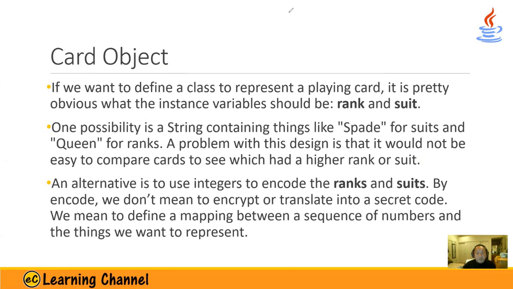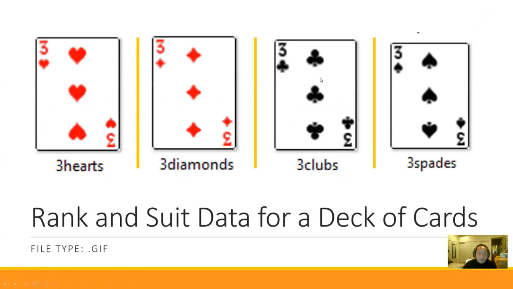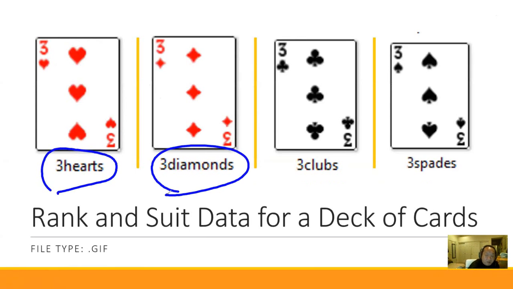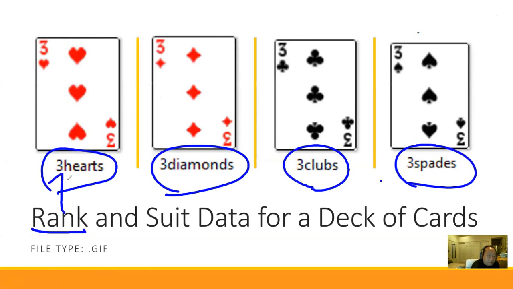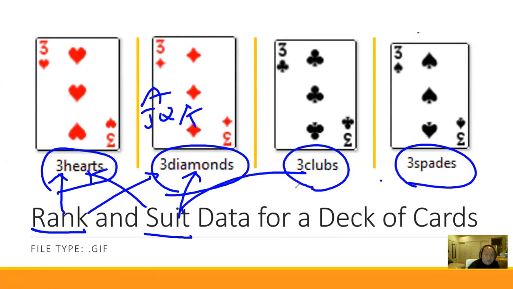Okay, now let's look at the page. So here we have 4 cards: 3 of hearts, 3 of diamonds, 3 of clubs, and 3 of spades. And then rank is the number, or the J, Q, K, A. That's rank. And suit is the type of card you have.